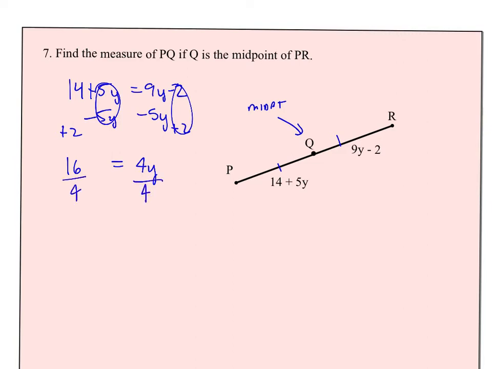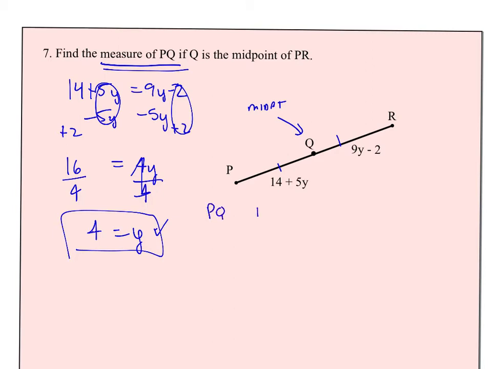So a little division. 16 divided by 4 is 4. There's my answer. Except what they're asking for is the measure of PQ. So I figured out y. So now for PQ, I need to do a little substituting and do a little evaluating.